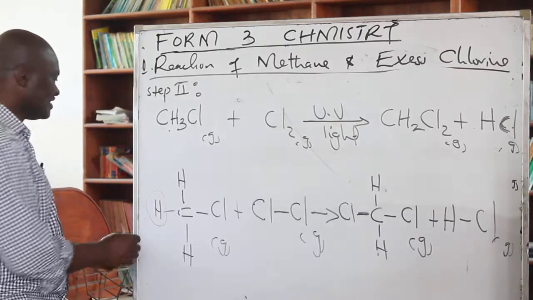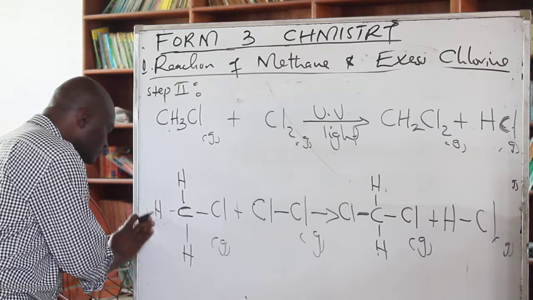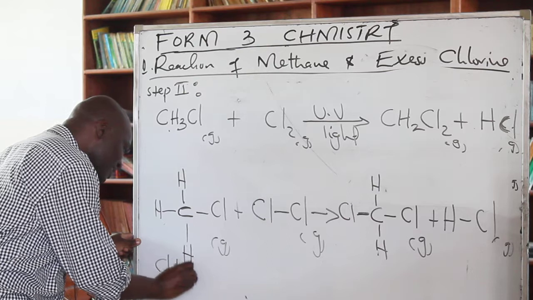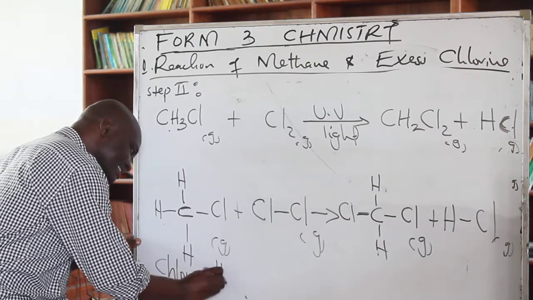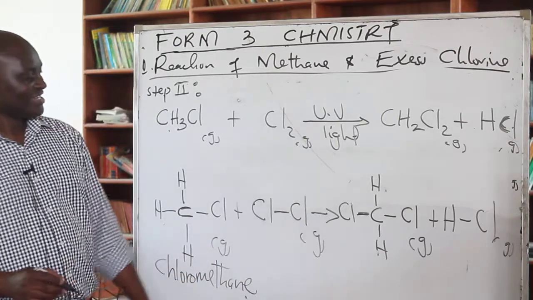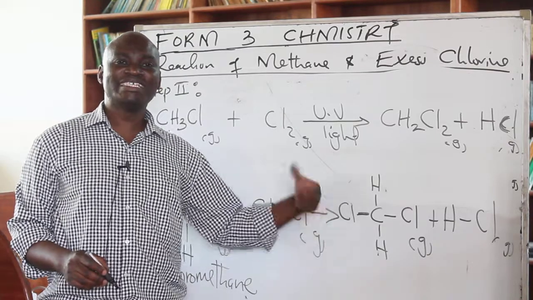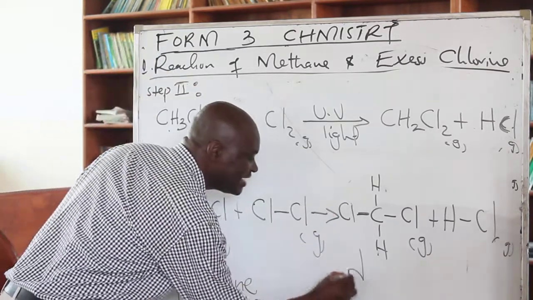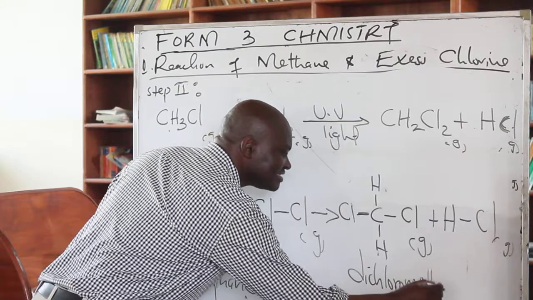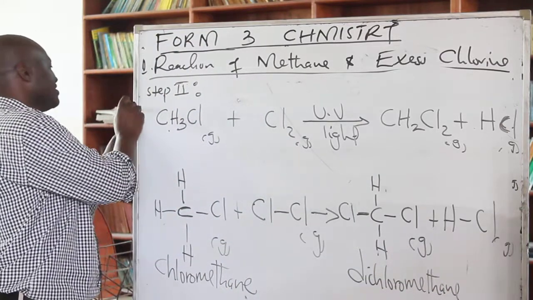So now, this one is chloromethane. Now, this one has 2 chlorine. Because it has 2 chlorine, we say di. So this one is dichloromethane.